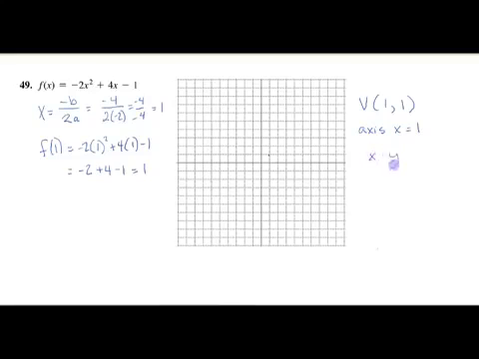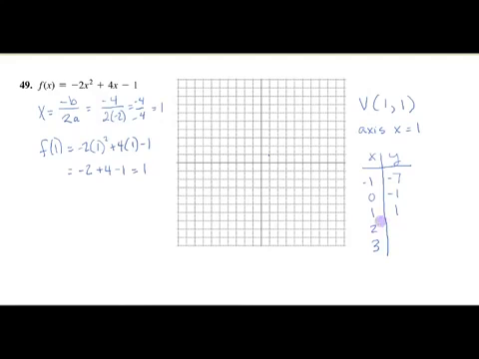And let's make a t-table so we can graph. We'll put the vertex here in the middle of the table, and we'll go a couple of points on either side of that vertex. Let's go with a negative 1. A negative 1 squared is a positive 1 times negative 2 is negative 2. That'll be a minus 4, so negative 6 minus 1 is negative 7. Put in a 0. 0 squared is 0, so that goes away. This times 0 is 0, so that goes away. So we just have a negative 1 left there.